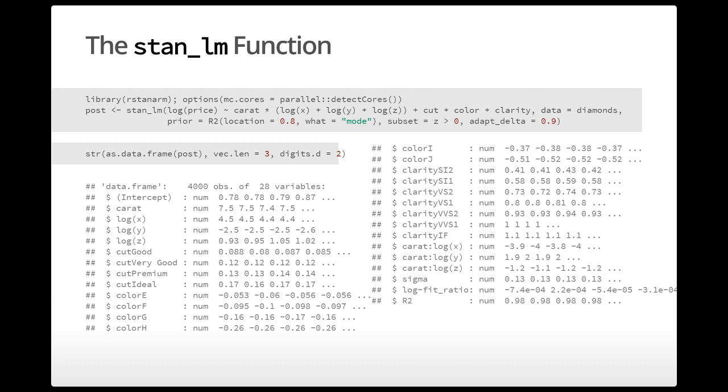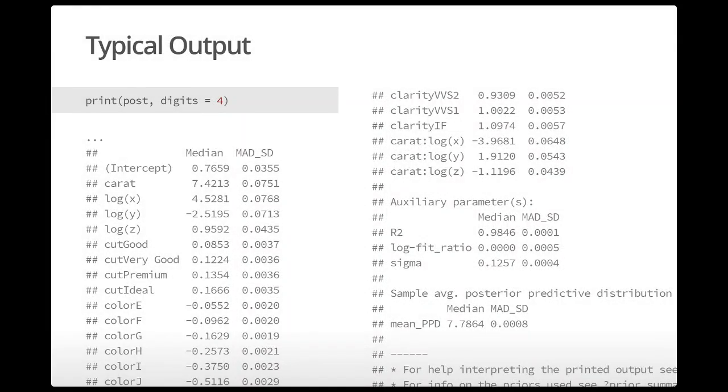But if you just leave it as an object that stan_lm produces, then there are a lot of other methods that are defined for an object like that. But you can always get at the underlying draws if you need to. So anyway, we get these 4,000 draws on 28 variables. Posterior distribution conditional on the model that we specified and a prior mode of 0.8 on the R squared.